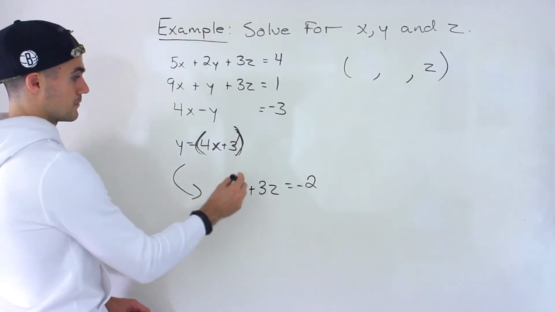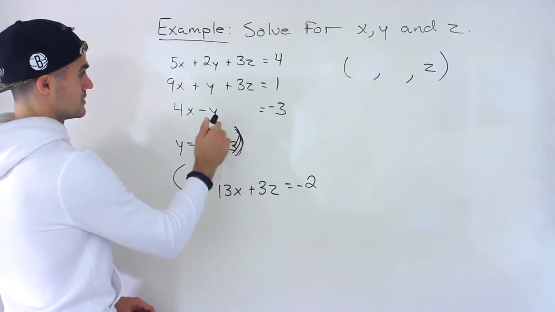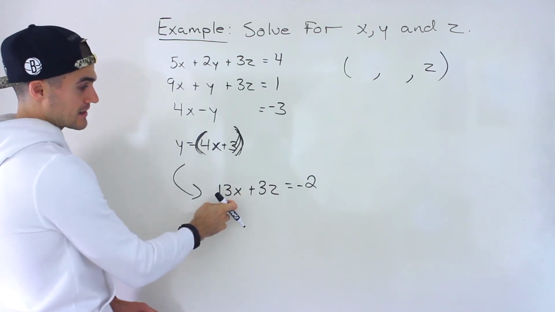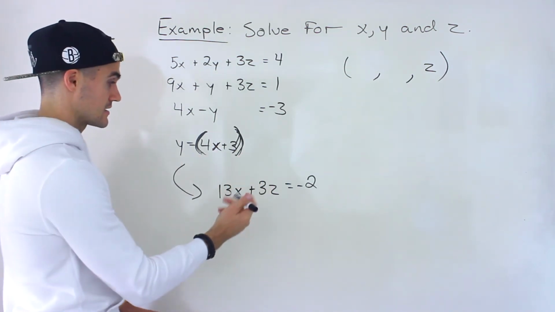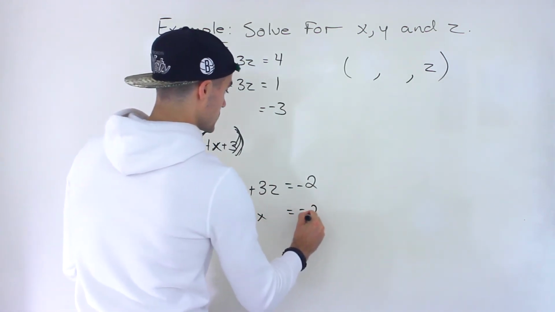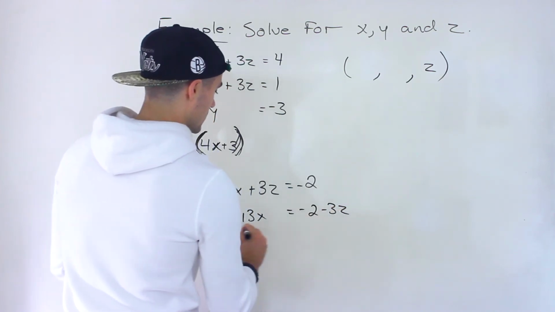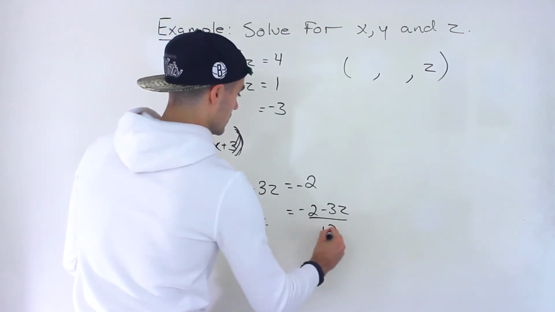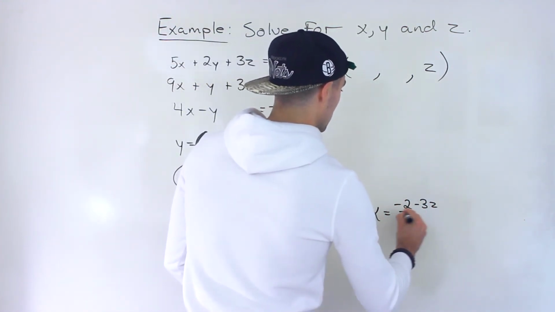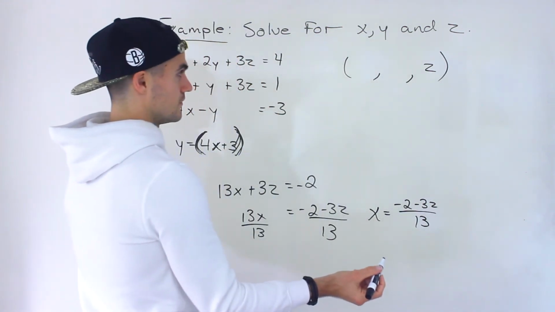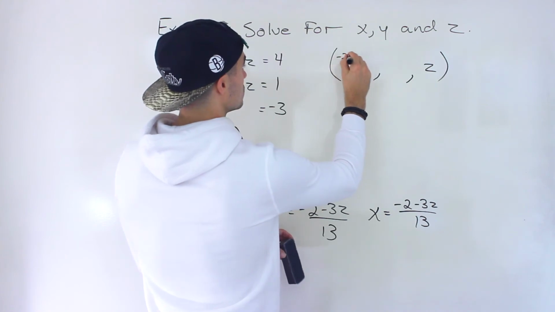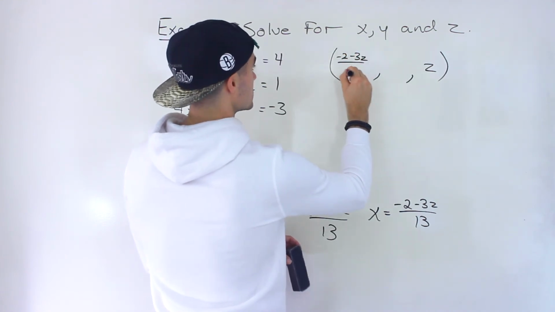Right? That's what we ended up having when we took this and plugged it into both y's. And so notice here how we can isolate for the x and have it in terms of the z. So in this case, bring the 3z over, so we'd have 13x equals -2 minus 3z. Divide both sides by 13, so we'd have x equals -2 minus 3z all over 13. So we have this portion now, -2 minus 3z all over 13.